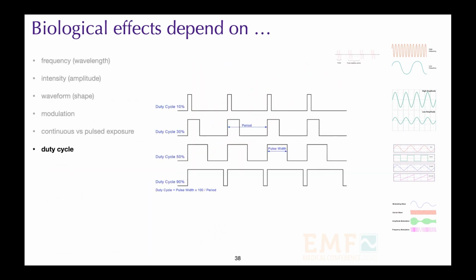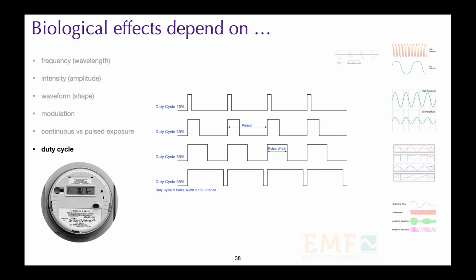The duty cycle refers to the percentage of time during a period that a device is transmitting. This becomes important when we discuss smart meters. Four different duty cycles are shown in this slide. A period is the time for a cycle to repeat. Assume all of these are at the same intensity, namely 500 units.